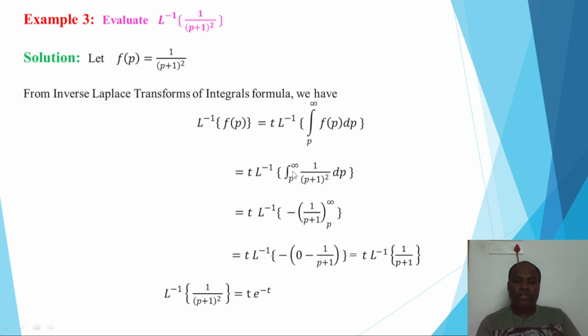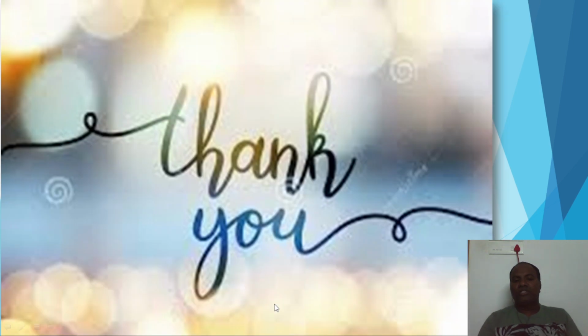Here this one we solve by the integral formula. Integral of 1 by (p plus 1) whole square means minus 1 by (p plus 1), with limits p to infinity. Applying the limit infinity, the first term is 0, minus, and applying the lower limit, we replace p, giving 1 by (p plus 1). Minus and minus make plus, so t into L inverse of 1 by (p plus 1). We know the formula, L inverse of 1 by (p plus 1) is equal to e power minus t. So L inverse of 1 by (p plus 1) whole square is equal to t into e power minus t.